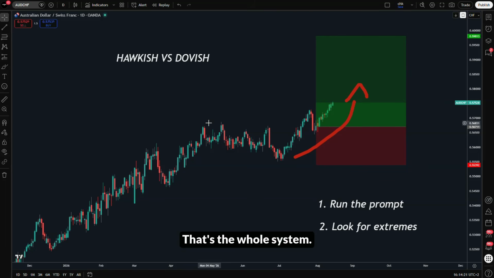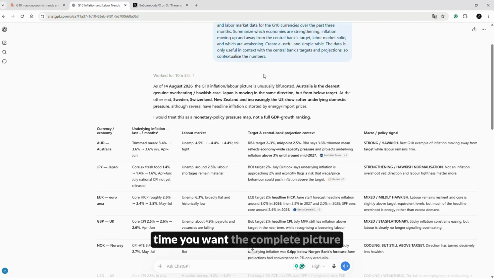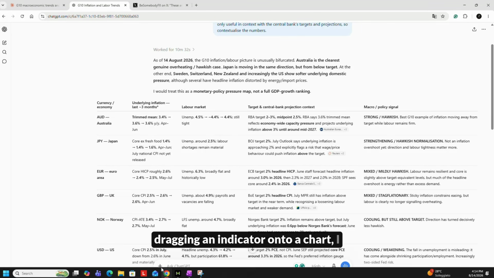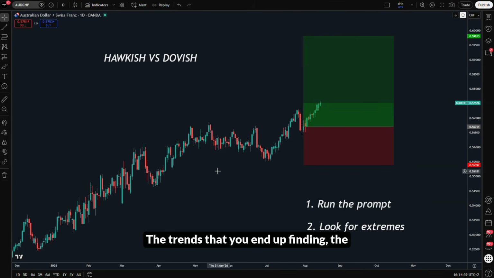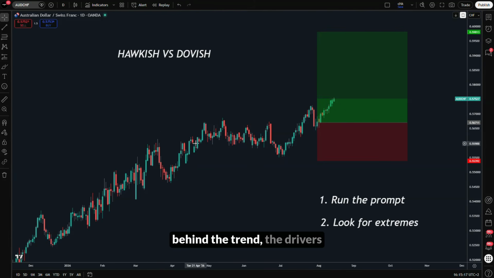That's the whole system. One single prompt, one single framework to get, anytime you want, the complete picture on every currency you want and to find the best macro divergences out there. It's a little bit more work than dragging an indicator onto a chart, I know that, but it's a lot more rewarding. The trends that you end up finding, the opportunities that you end up finding are completely different species from what you find from indicators, okay? You're not reacting just to the chart, you're actually sitting there, understanding the drivers behind the trend, the drivers that are actually moving price, and then positioning with it.